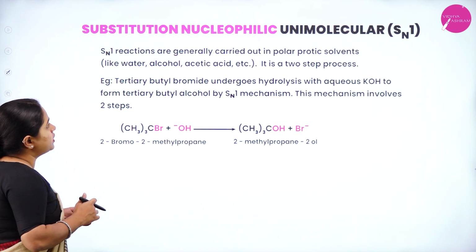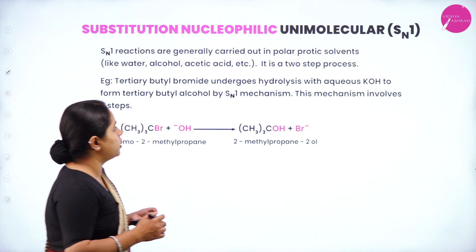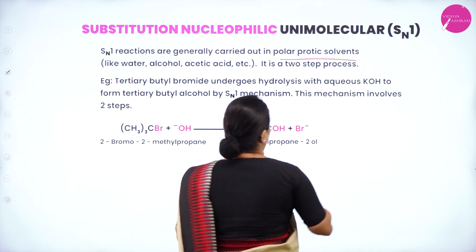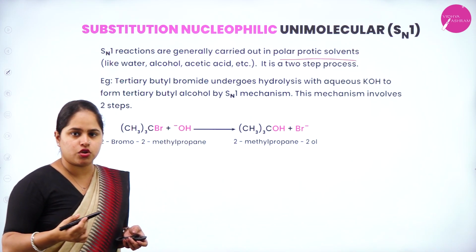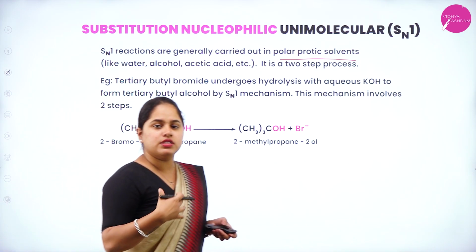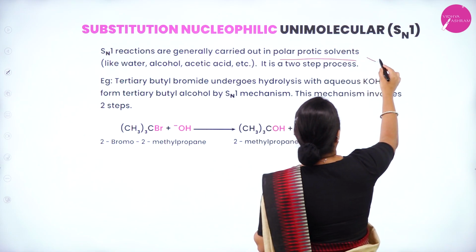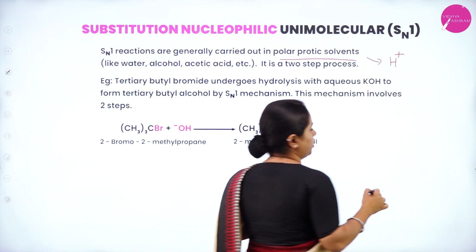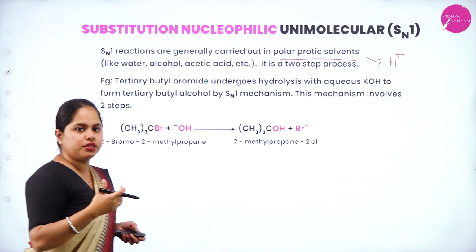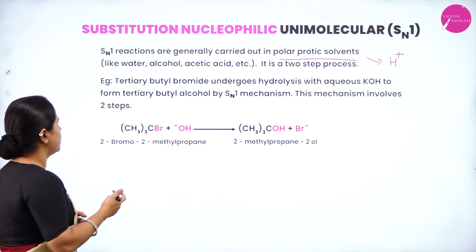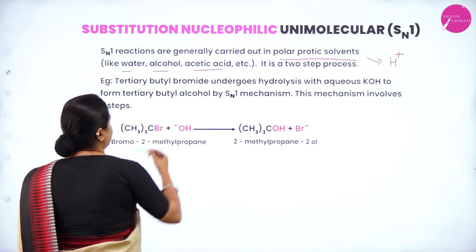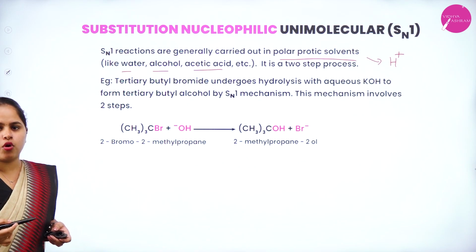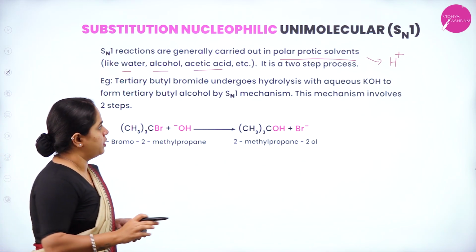SN1 reactions are generally carried out in polar protic solvents. Now, what are polar protic solvents? Polar protic solvents are solvents which have the ability to release H plus ions. In such conditions, SN1 mechanism will take place. Water, alcohol, acetic acid, all these are examples of protic solvents. They can release H plus.